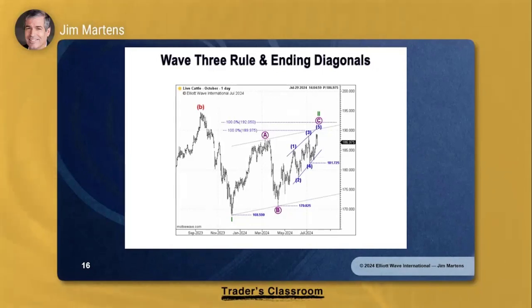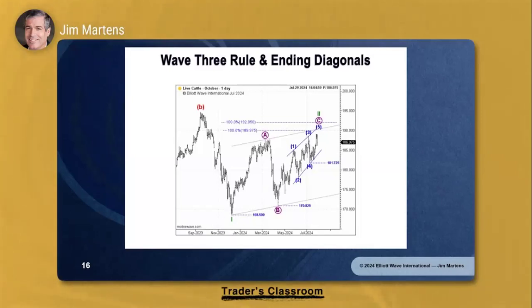That's an example of an ending diagonal. Each subwave unfolded in 3 waves, and wave 4 overlapped wave 1. Also notice that wave 3 traveled a shorter distance than wave 1. Since wave 3, by rule, cannot be the shortest of waves 1, 3, and 5, wave 5 was limited to the distance traveled in wave 3. That put a ceiling over the market at 192.05. The actual high was 189.05.